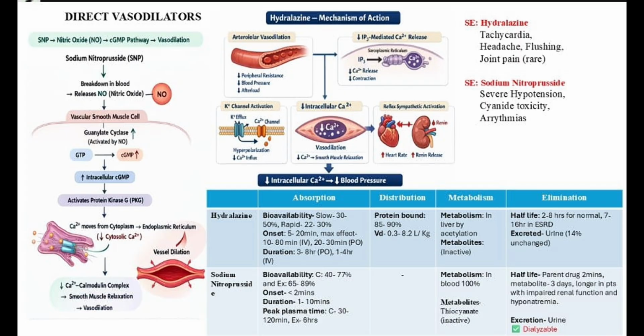Hydralazine has a moderate onset and hepatic metabolism, while sodium nitroprusside acts very rapidly and is used in hypertensive emergencies. Their metabolites are mainly excreted through the urine, and important side effects include tachycardia and hypotension.